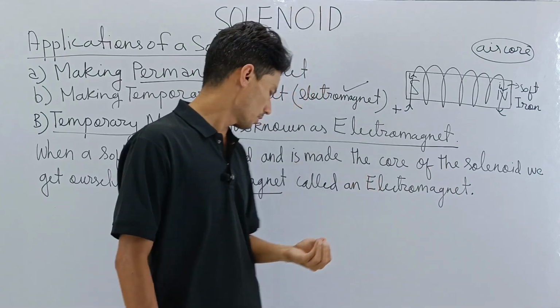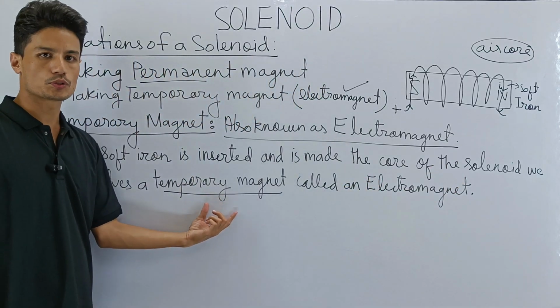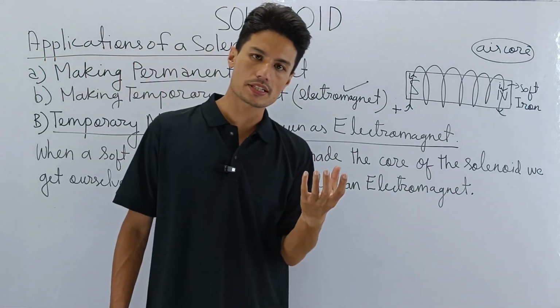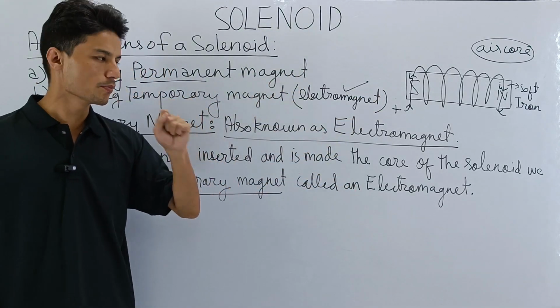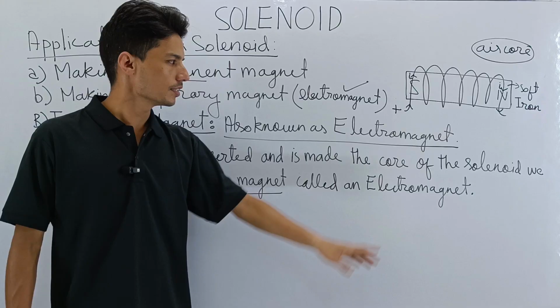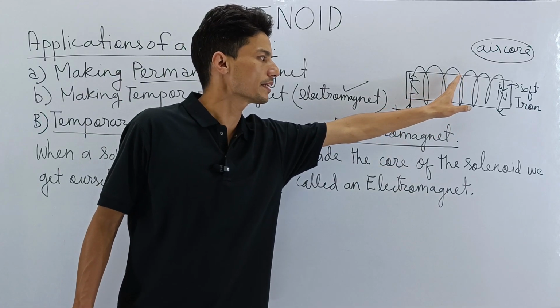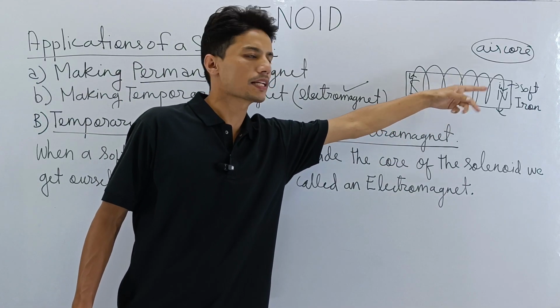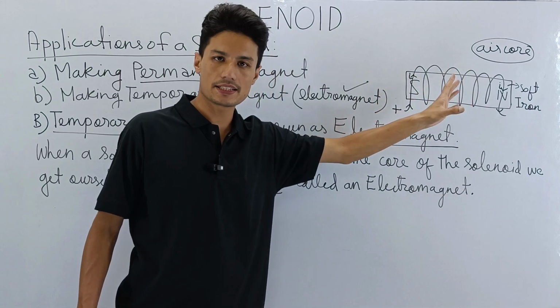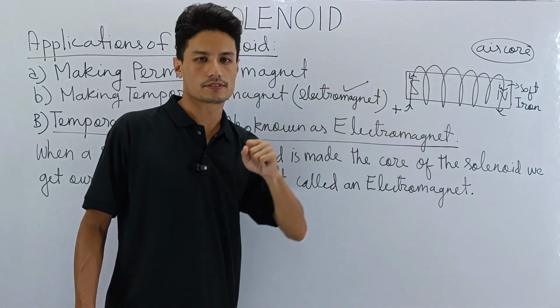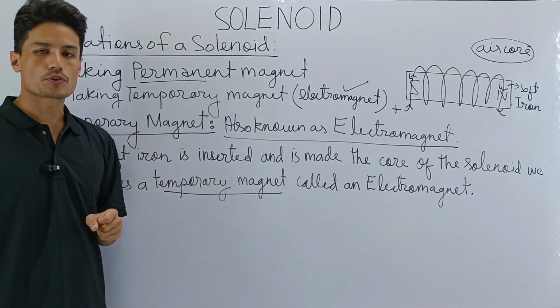This is the reason why it is called a temporary magnet. It will only exhibit magnetic properties as long as current flow is taking place in the solenoid. The moment the current flow is cut, it will lose its magnetic properties. The soft iron will stop behaving like a magnet. So this is it. That's why it is called a temporary magnet.